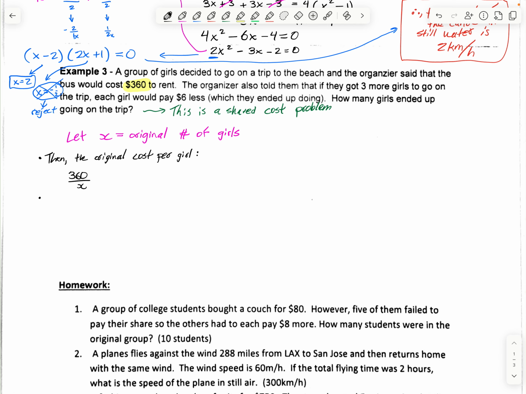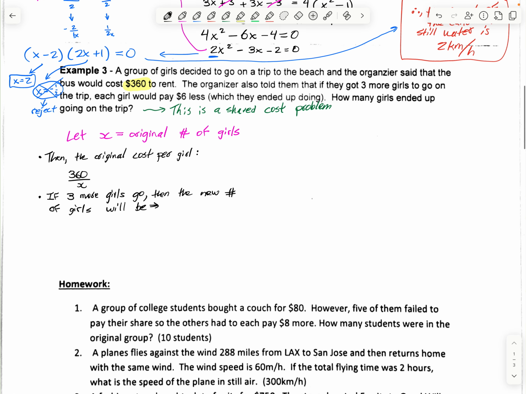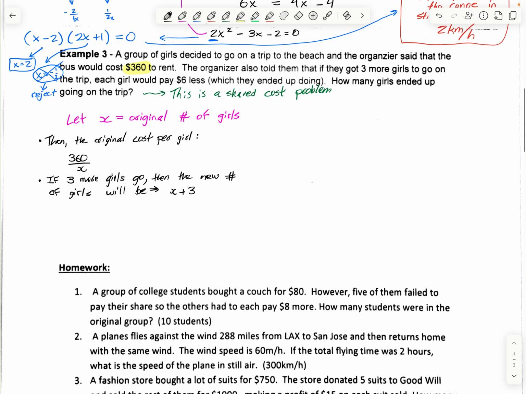If 3 more girls go, then the new number of girls will be x, which is the old number, plus 3, right? Just 3 more. That's why we call the original number x. This is the smaller one, so you make use of addition to come up with the new one, right? x plus 3 as an expression.